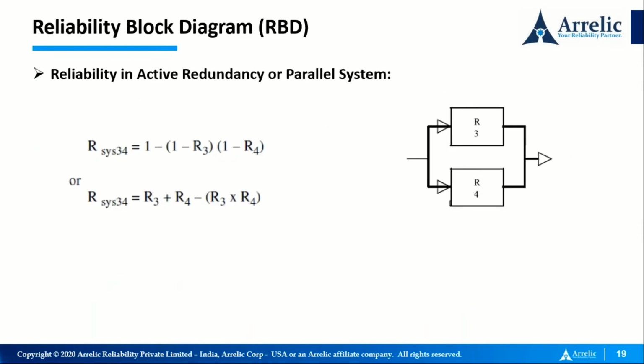Reliability in active redundancy or parallel system, the way to calculate it is a little bit different than that one. Two ways. It's either 1 minus R3 multiplied by 1 minus R4, or R3 plus R4 minus R3 multiplied by R4. Either way, you get the same answer.